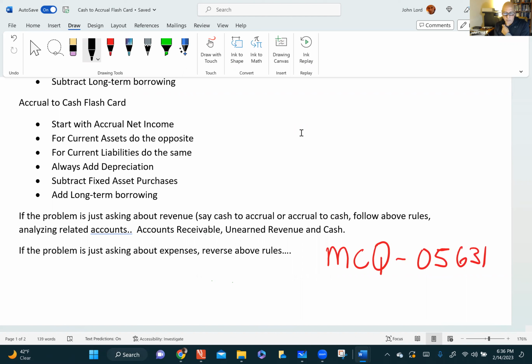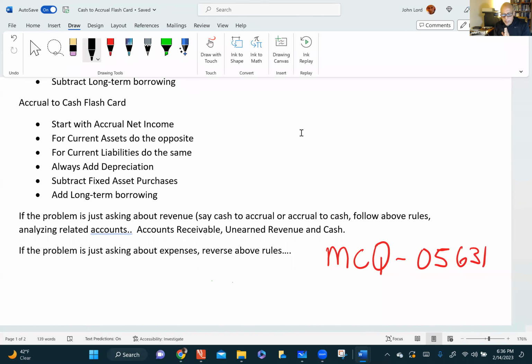Subtract fixed asset purchases, because again, we're spending cash, and they treat that as though it's an expense for the cash basis, so we have to subtract it. Add the long-term borrowing. Okay, have this as a flashcard, practice, memorize this flashcard, and then practice it with the problems, and we're going to do that here in a couple seconds.